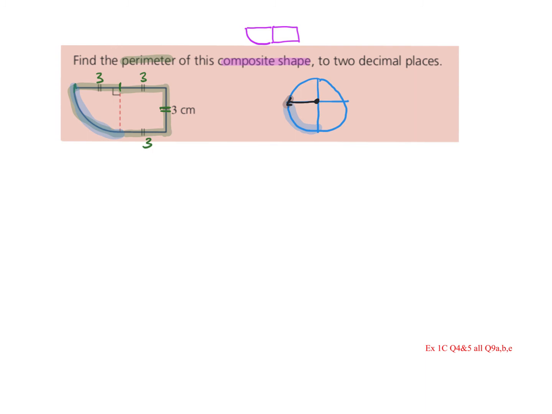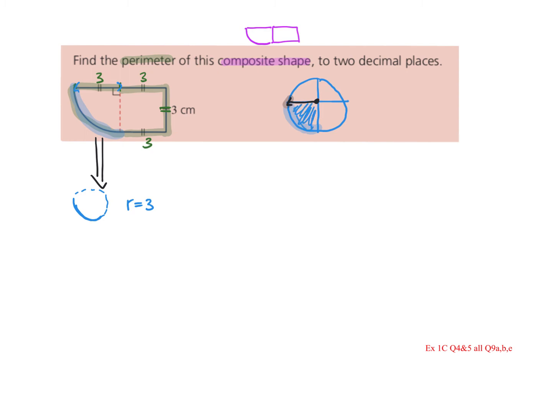Yeah? So in this scenario, if we're going to find the blue bit, so we're finding this curve bit, what do you think the radius of that original circle was? 3. Excellent, it's 3, isn't it? It's that bit there, okay? So the radius is 3. So how much of the full circle have we got?